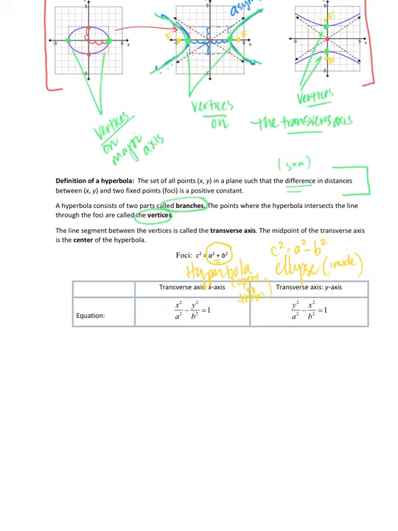Now, again, it's telling us what's happening with the transverse axis, that's what that's called, that I mentioned up above. The way that we know which way it's opening is based on which variable's first. So if x is first, it opens up left and right. If y is first, it opens up and down.